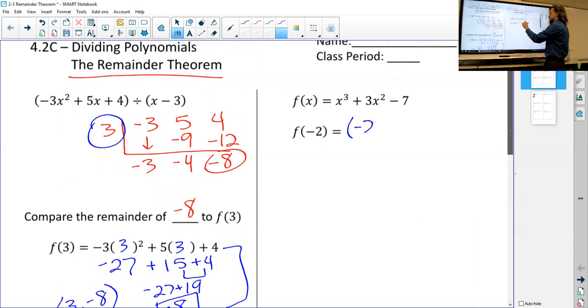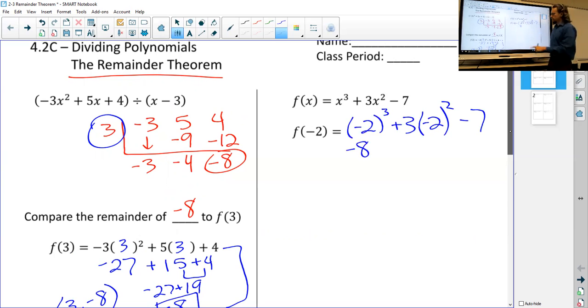Okay, so -2 to the third power plus 3 times -2 squared. Squared on the outside, sorry. Okay, then we evaluate -2 to the third power is -8. Remember, anytime you have an odd power, if your base is negative, your answer is also going to be negative. If you have an even power, -2 squared, that's always going to be positive. So 2 squared is 4, 4 times 3 is 12, so this is plus 12 minus 7.